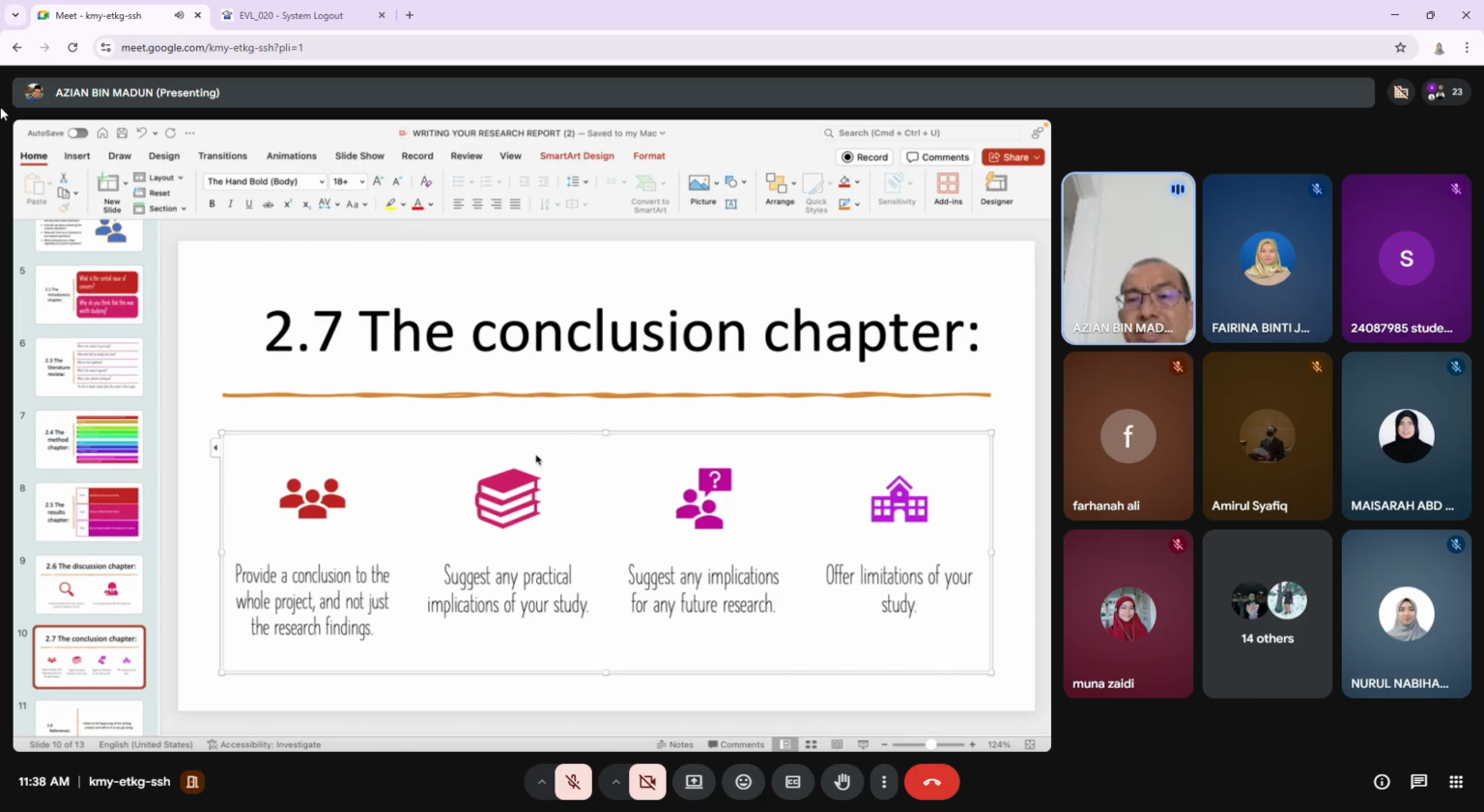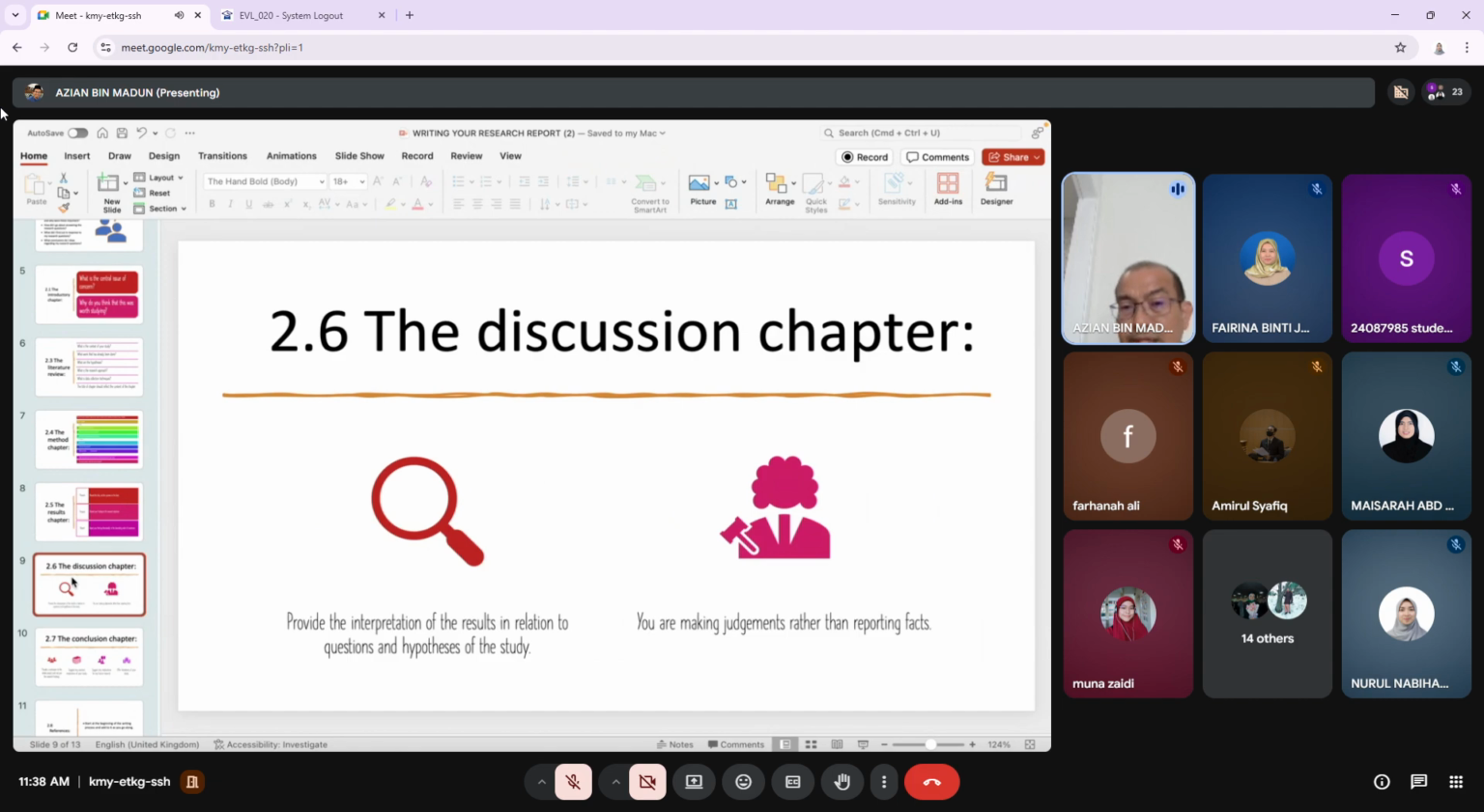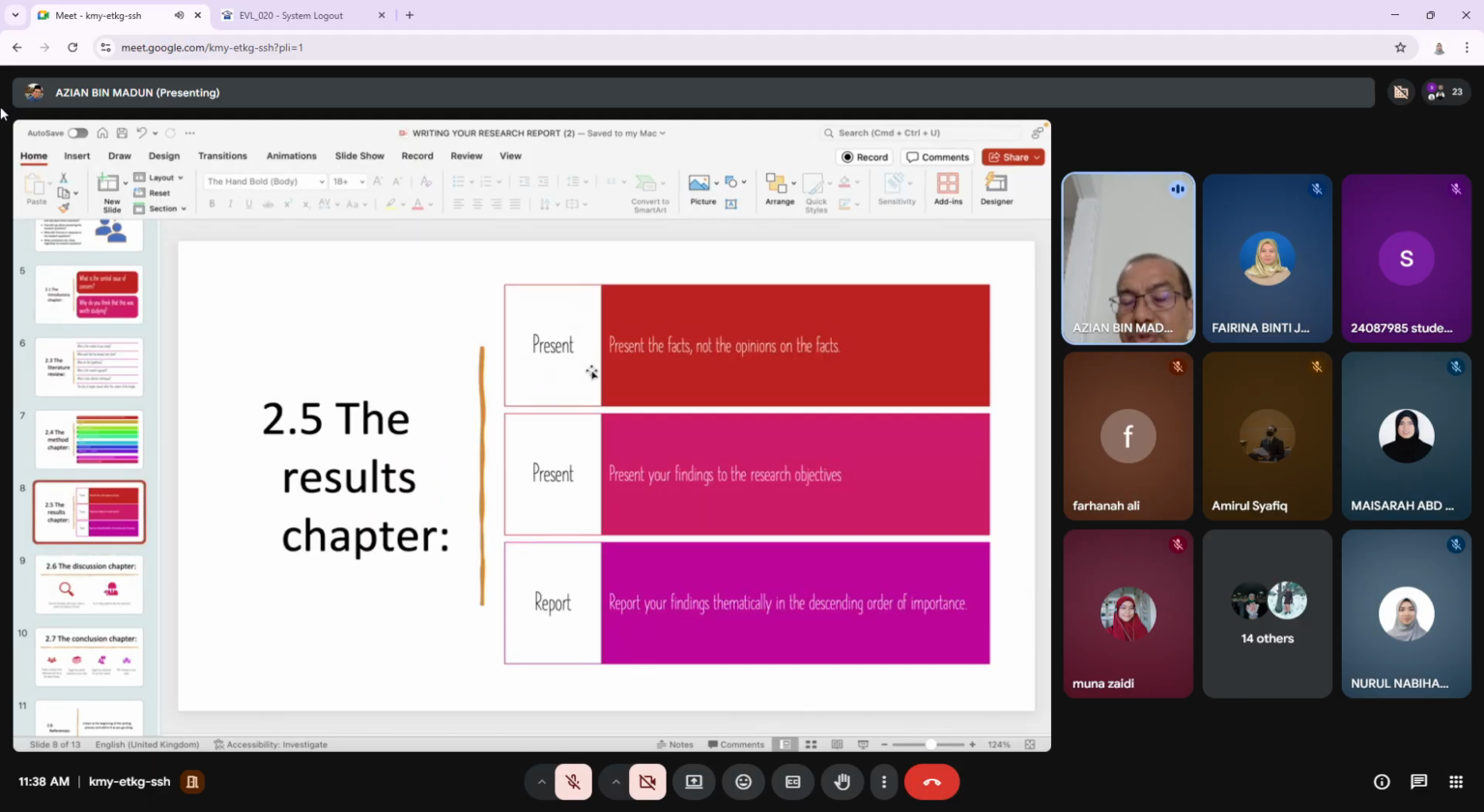Usually this conclusion chapter, there's no reference to past study. But for the discussion, you must have reference to past study. You cannot have discussion on your own without any reference. So this one, maybe you don't need to show any past study lah, the results chapter, the bibliography lah, you don't have to.